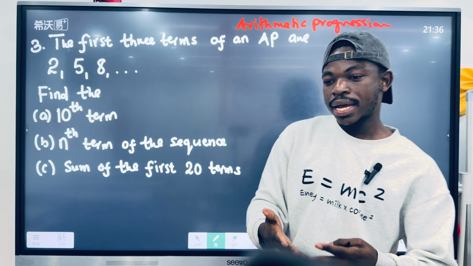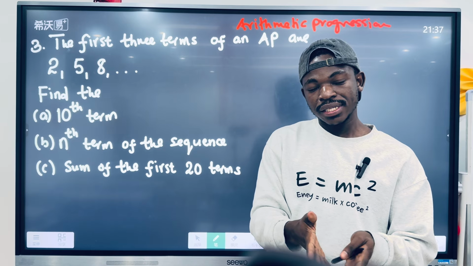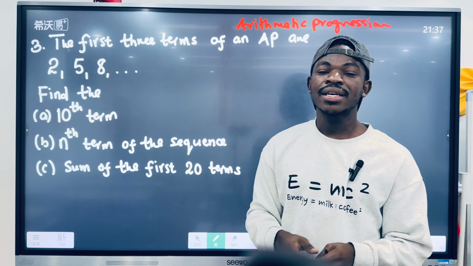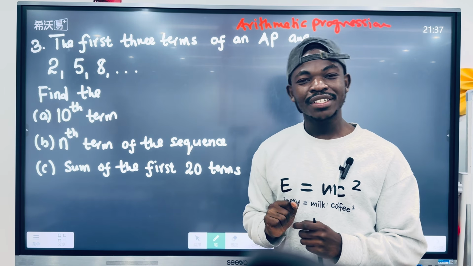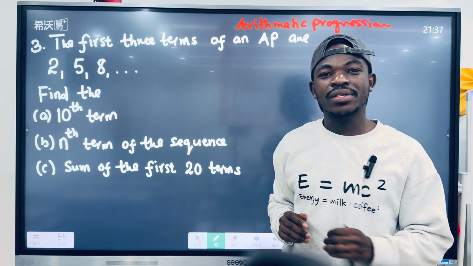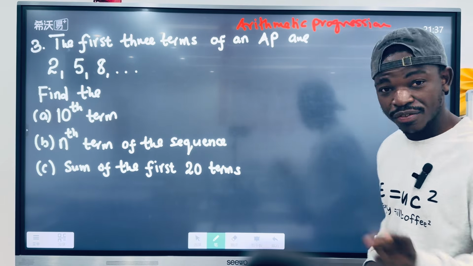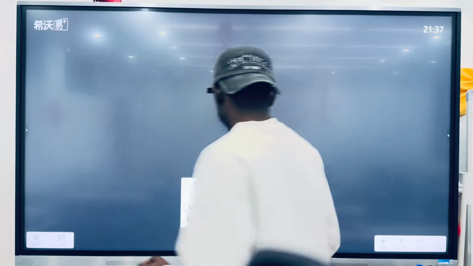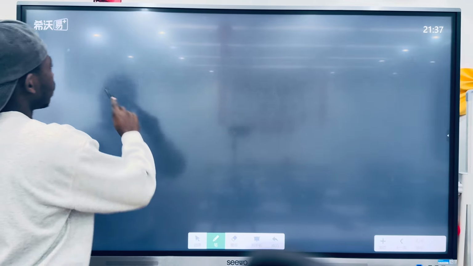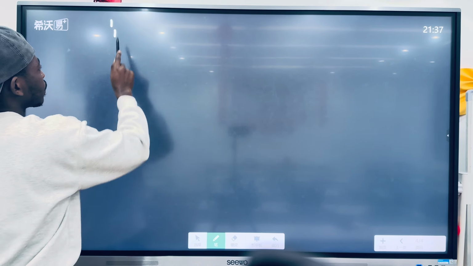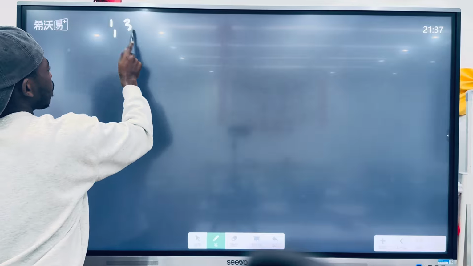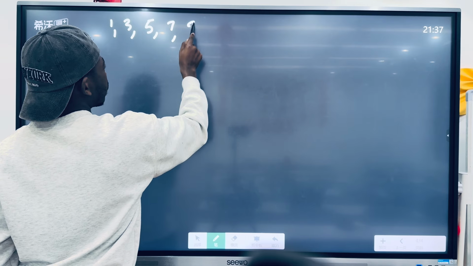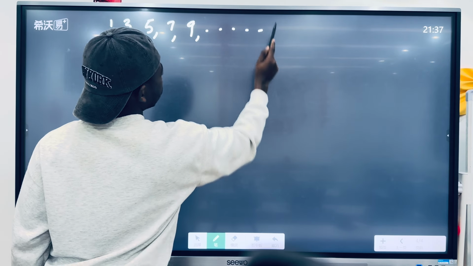Now what is an AP? An AP is a type of sequence where the terms in that sequence can increase by a constant amount, or maybe they can be reducing by a constant amount. Let me just give you an example for you to understand what I mean. Let's say we have 1, then the next term is 3, then we have 5, then 7, then 9, just like that.